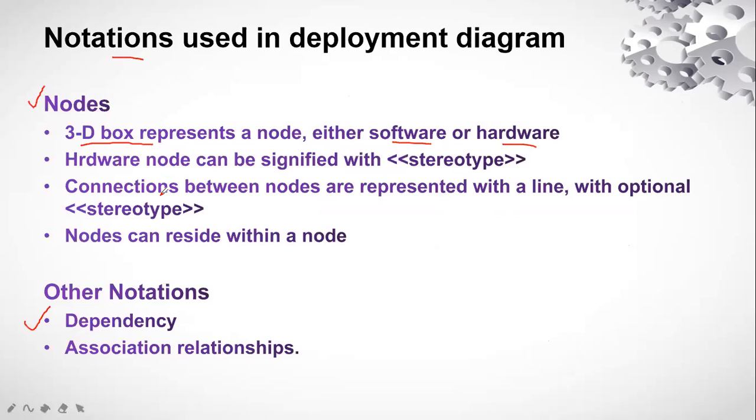Now you can also give the connection between the nodes, represented with a line with an optional stereotype. This particular connection between nodes can be shown as the communication or the dependency between the two nodes. So that is what dependency is. Nodes can reside within a node, which means you can have a nested node. And in terms of dependency, you can have a relationship between the two nodes. That particular relation can be defined as an association relationship. So these are the basic notations that you have to remember, and this dependency can be defined with the help of a line with an arrow.